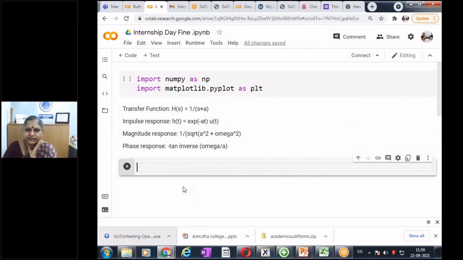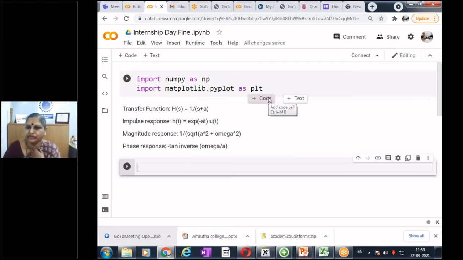Have you all written this? Could you open the Python notebook and have you written this? Import numpy as np, import matplotlib. Have you written this? And this I have typed in the theory part, as a text part.